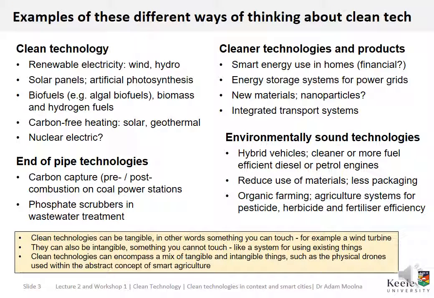Clean technologies can be tangible, in other words, something you can touch, for example, a wind turbine. They can also be intangible, something you cannot touch, like a system for using existing things. Clean technologies can encompass a mix of tangible and intangible things, such as the physical drones used within the abstract concept of smart agriculture.